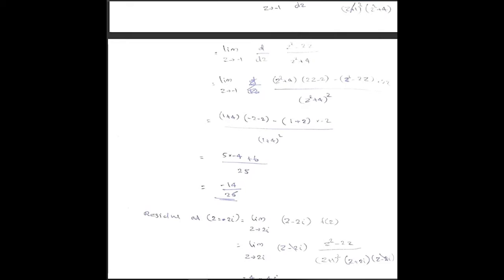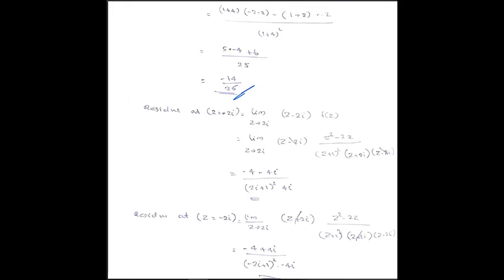Minus 1 whole square is 1, plus 4 into minus 2 minus 2, minus 1 minus 2 minus 1 is 1 plus 2 into minus 2, by (1 plus 4) whole square is 5. So 5 into minus 4 plus 6 by 25 is minus 14 by 25. The residue at z equal to 2i.